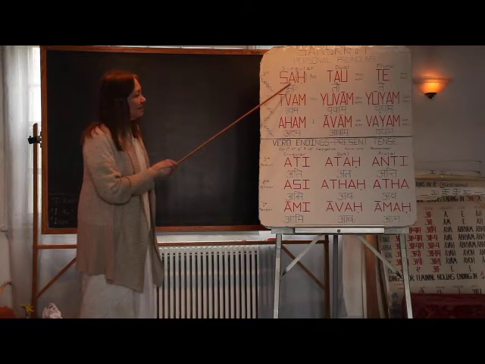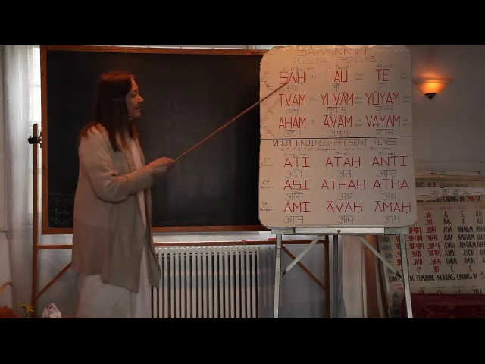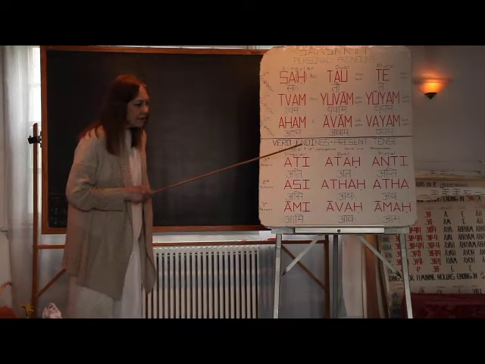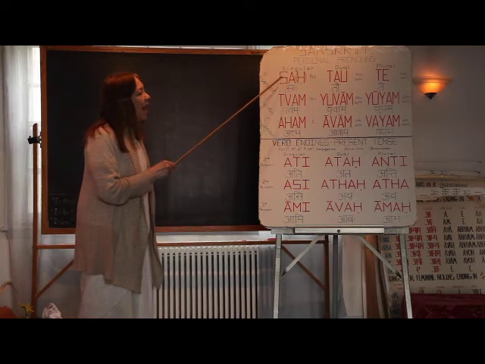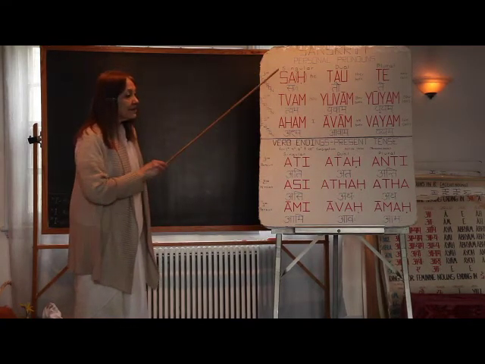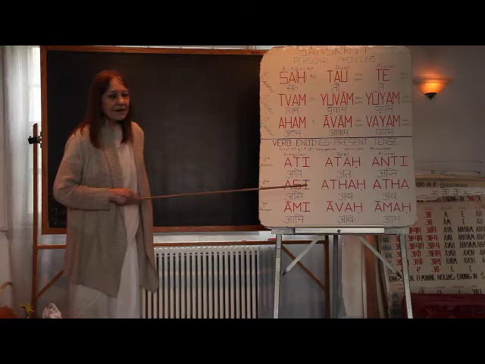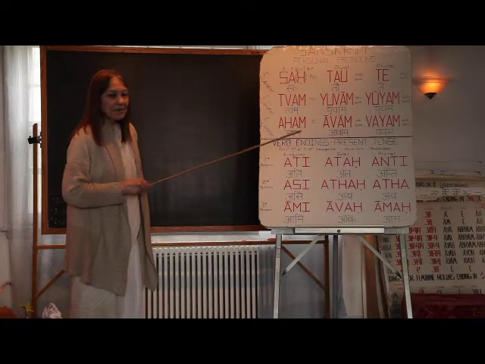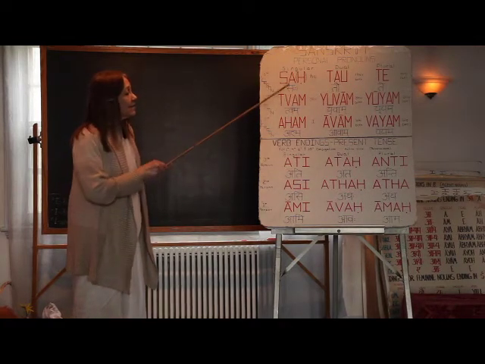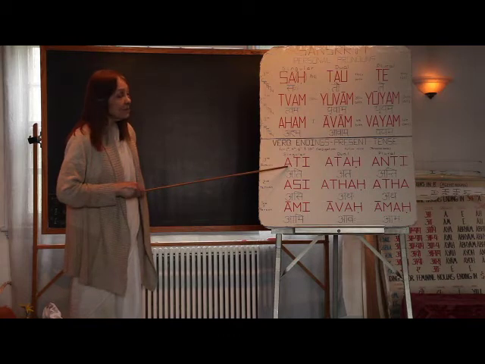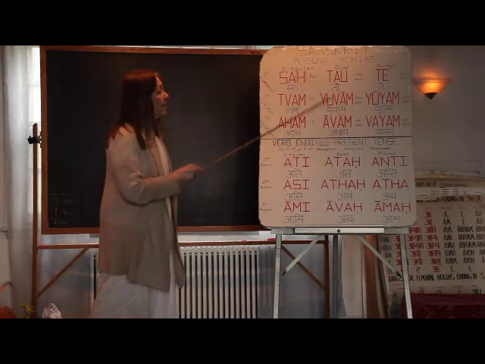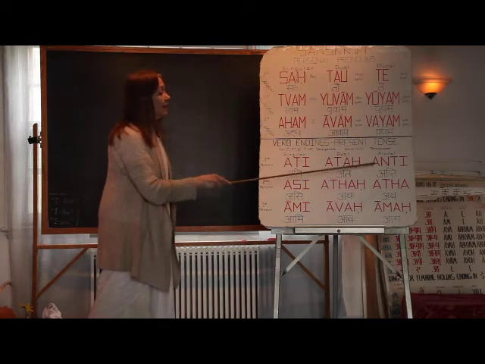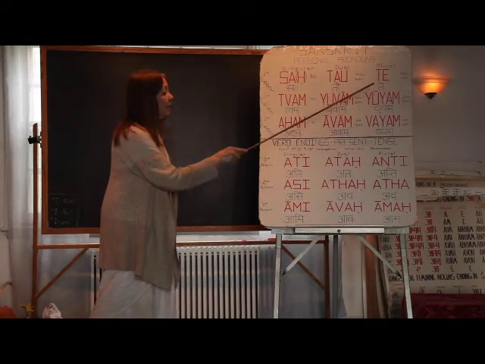Here comes an example. Sa vadati, he speaks. If I want to say she speaks, sa vadati. And it speaks, tat vadati. For now we keep it simple. Sa vadati, he speaks. Tau vadata, they both speak. Te vadanti, they all speak.